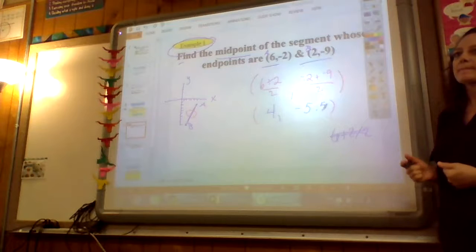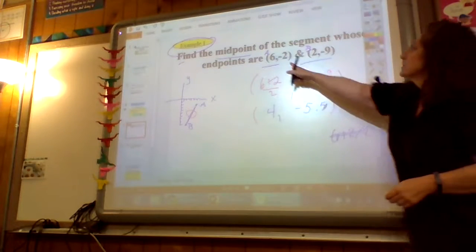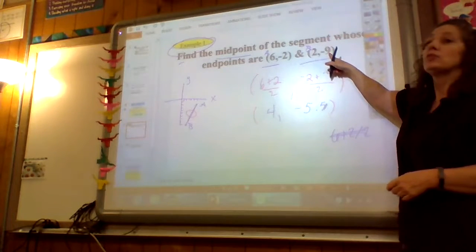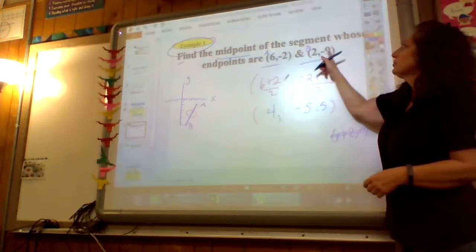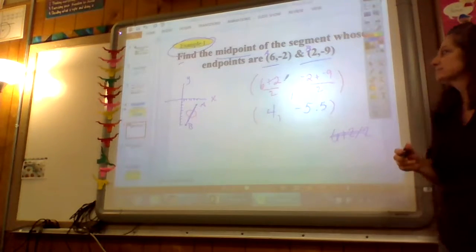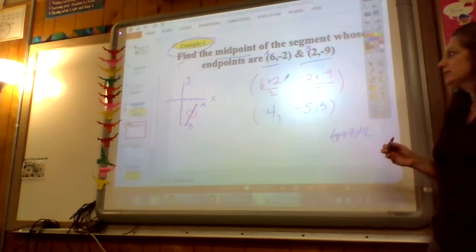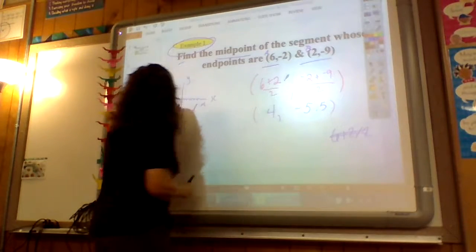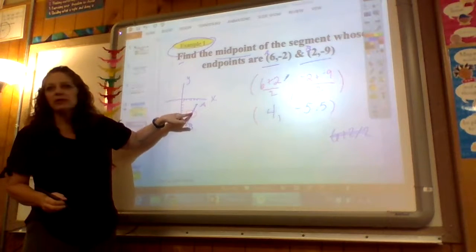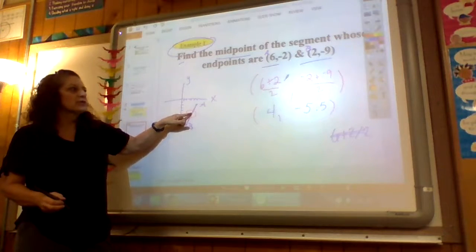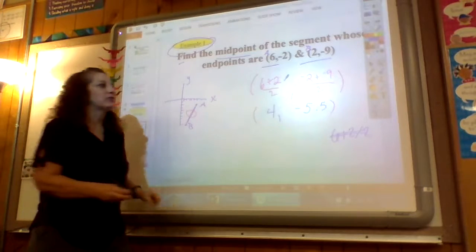Why is it negative 2? Negative 2, negative 9. The y's. Don't look at x, y. Oh, okay. 2, negative 9. The y's are averaging. Okay. So if you look on the picture, 4, negative 5.5 is going to be about in the middle of that segment. Okay, so I think we can find our midpoints this direction.